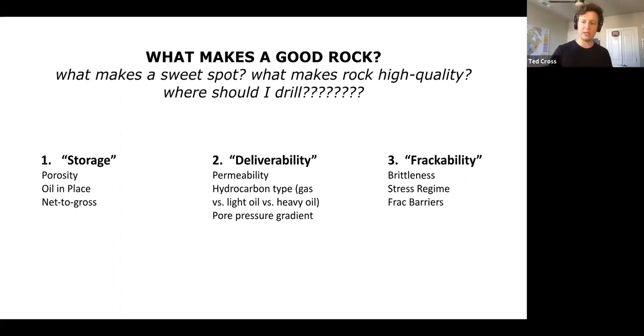And then number 3 is for frackability, you have brittleness. Clay volume is a good proxy for that. You have stress regime, which is the natural stress of the rock. That'll change how the hydraulic fracturing treatment impacts the stress or impacts the fracturing. And then you also have frac barriers where, if you're fracturing into some soft rock and there is something which is really hard above you, your fractures may only propagate to the edge of the soft rock and they might stop when they hit the hard rock. Relatively simple concept.